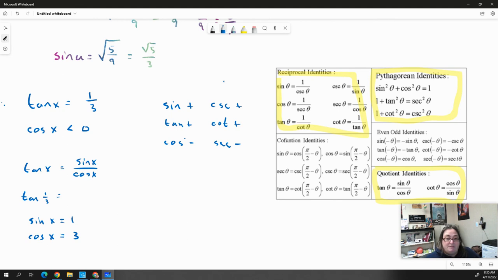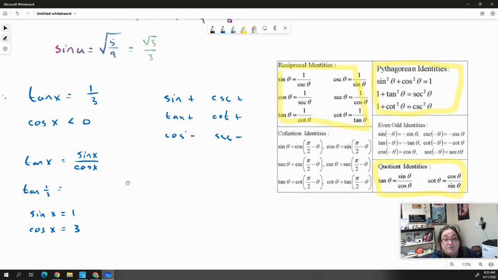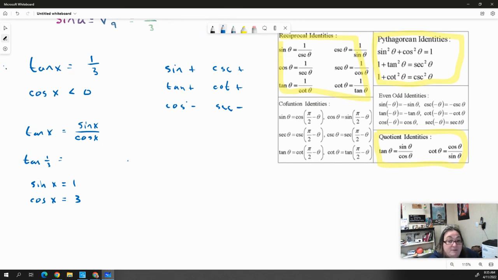This one's actually a pretty easy problem just because tangent is already a fraction. So we know what sine is. We can figure these out pretty easily, right? We know sine, we know cosine. Cosine would be -3, right? Because we know that it's negative. What do we know about tangent? Tangent was already given to us. Tangent of x is 1/3.